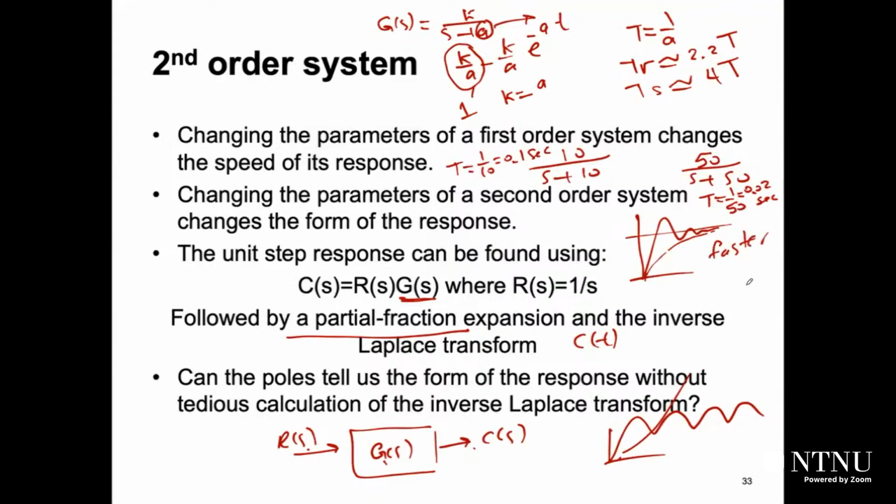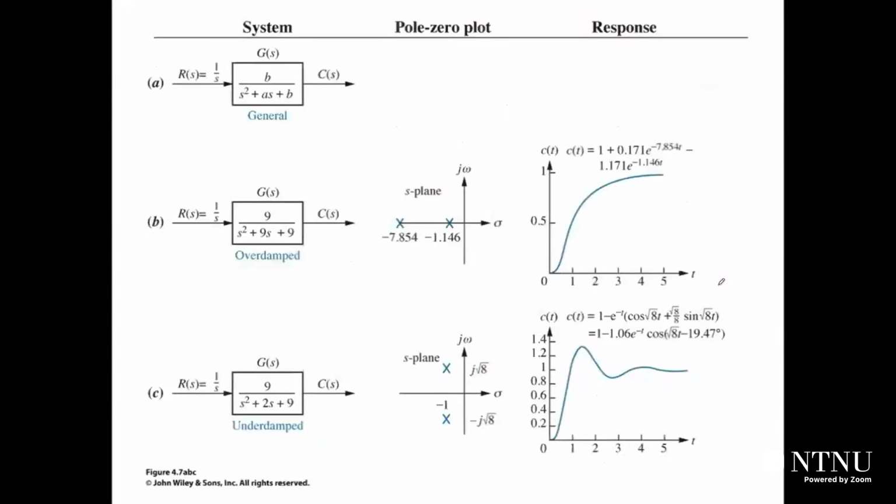So when you look at the location of your pole, whether it is far from the j omega axis or closer to it, when it is far away from the j omega axis, your response will be much faster. So this one will be faster than this one. By looking at the poles, they tell you the form of the response without tedious calculations of the inverse Laplace transform and without the need to simulate your response.